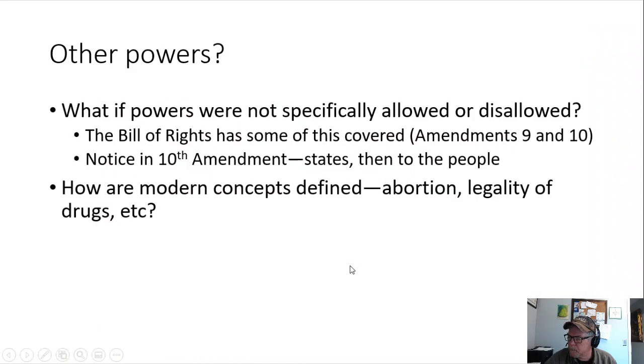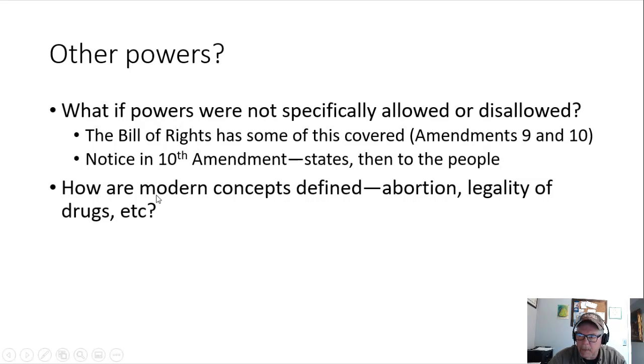So other powers, what if they're not specifically allowed or disallowed? Because again, just think how big the Constitution would be if they tried to cover every eventuality. It would be impossible. So in the Bill of Rights, there's kind of a catch-all, and you saw even in Article 1, at the end of Section 8, the elastic clause, that you have some latitude to use your own judgment. Okay, and so if you look at the Bill of Rights, Amendments 9 and 10, they talk about if it's not covered, here's what to do about it.